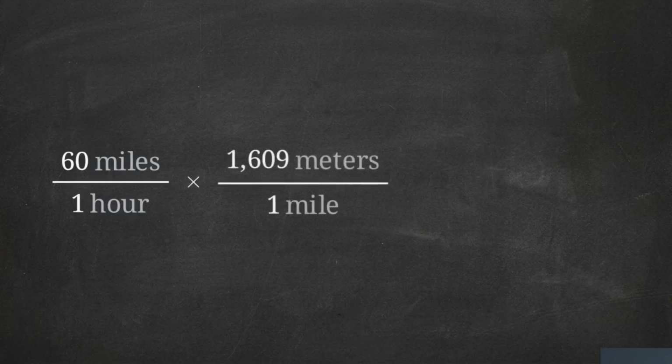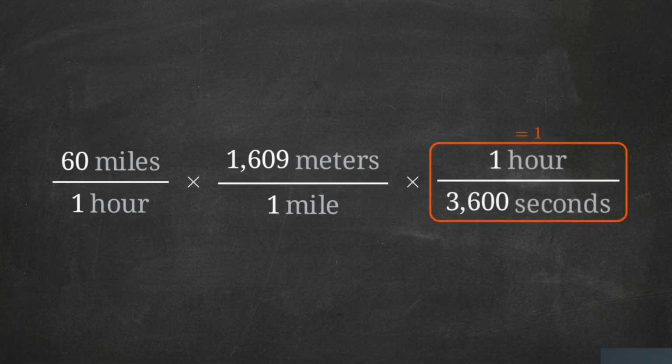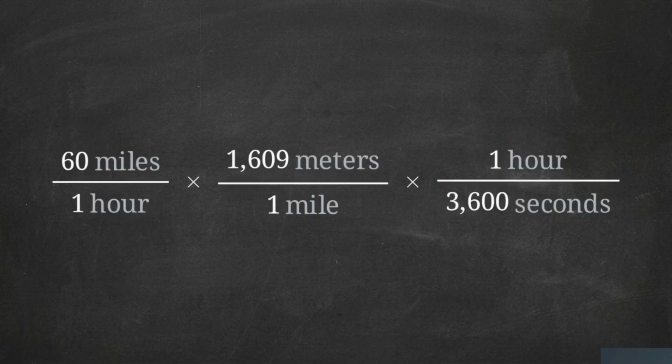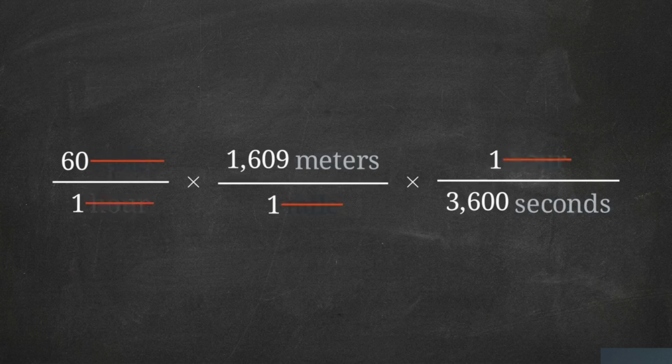This continuous setup shows the first half of the chain. We take our base speed of 60 miles per hour and multiply it by our distance conversion, 1,609 meters per 1 mile. Without stopping, we attach the time conversion directly to the exact same line of math, 1 hour over 3,600 seconds. Now we follow the cascade. Mile crosses out on the top and bottom. Hour crosses out on the bottom and top. The only letters remaining across the entire string are meters over seconds.